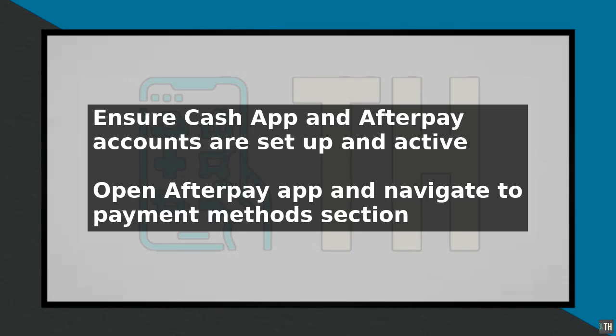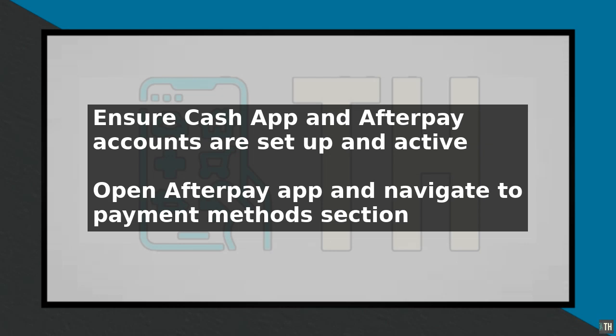To add a Cash App card to Afterpay, you will need to follow a series of steps. First, ensure you have both the Cash App and Afterpay accounts set up and that your Cash App card is active. Begin by opening the Afterpay app and navigating to the Payment Methods section. This is usually found in the Settings or Account area.